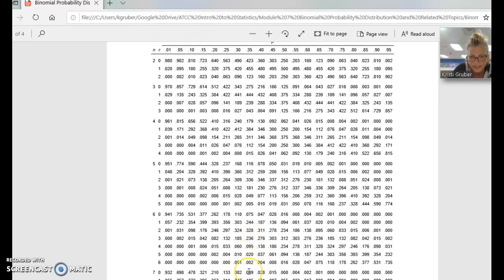Where n equals 7, and the probability of r equals 0, it would be this top number here, 0.49, I believe, if I followed that correctly. So that's exactly how you use the table for binomial probability distribution. You don't need to use the formula then.